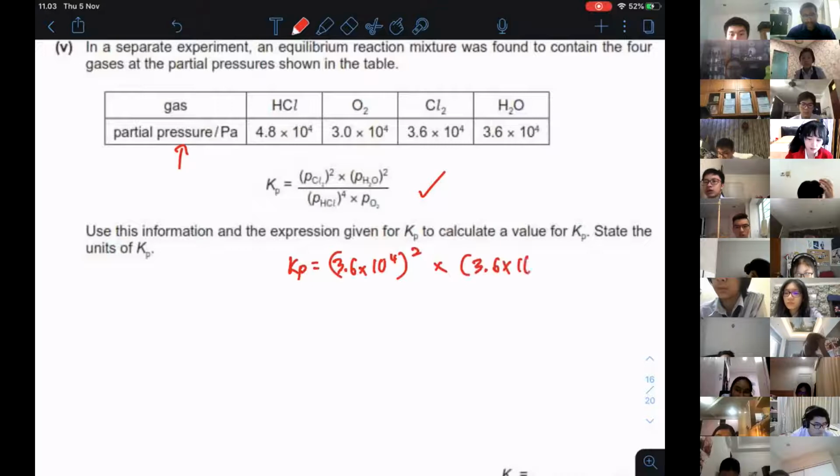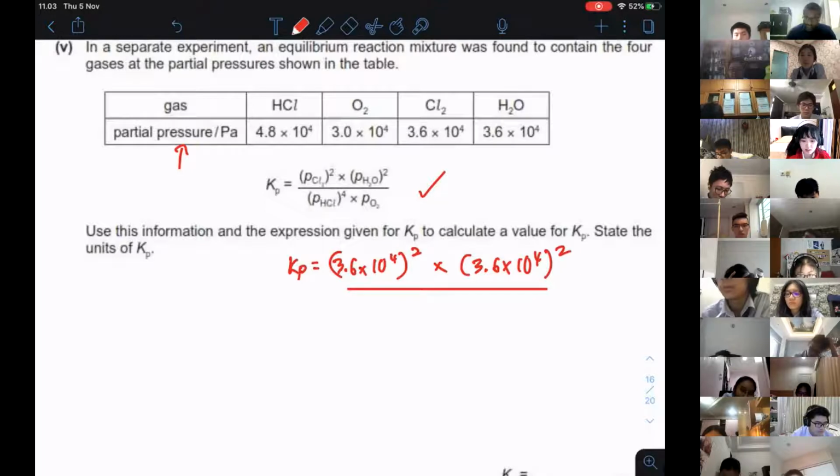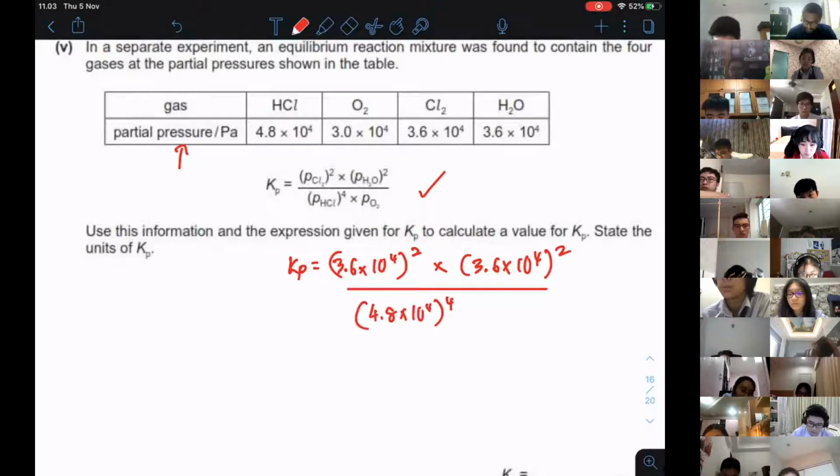If you are wondering why we shouldn't multiply with total pressure and so on, no need. This is already partial pressure. You don't need to do that. And divided by, someone help me to calculate. I think if I calculate, it will take a longer time. Okay, just start to calculate.